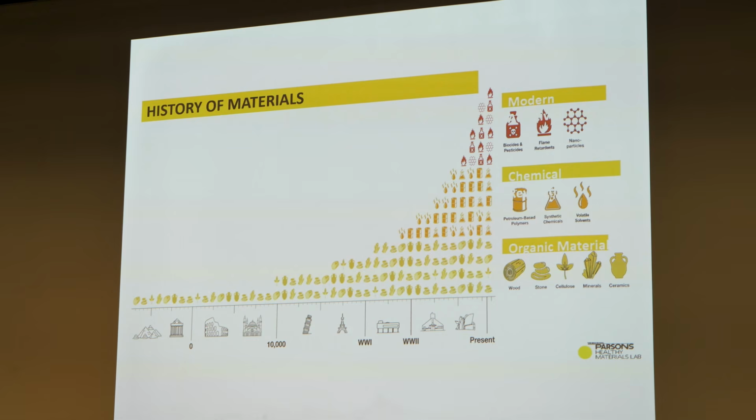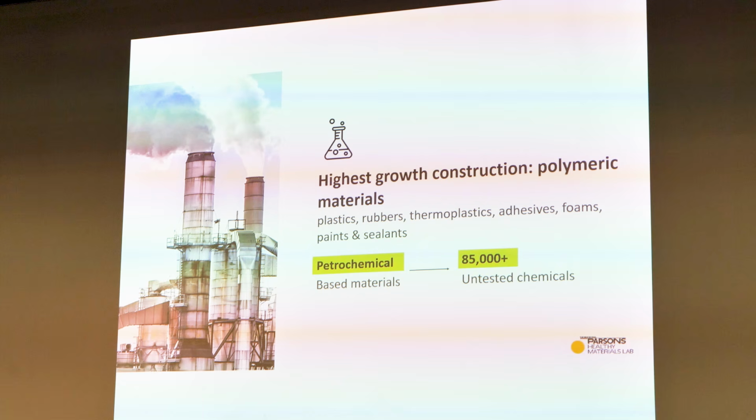If you look at the history of materials, up until World War II, almost all materials were organic. It's only after World War II, with the introduction of chemicals, polymers, biocides, flame retardants, etc., that you have a transformation in the material practices of architecture, the material practice of interior design, right? And this growth is in polymer materials.